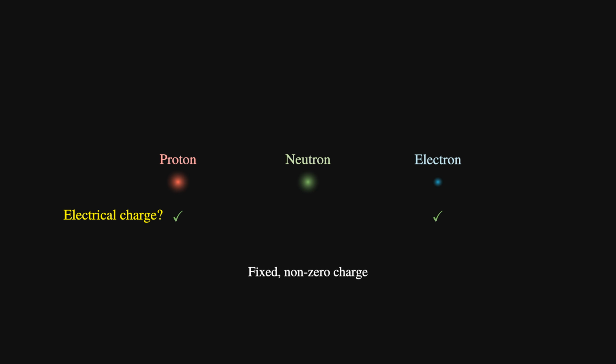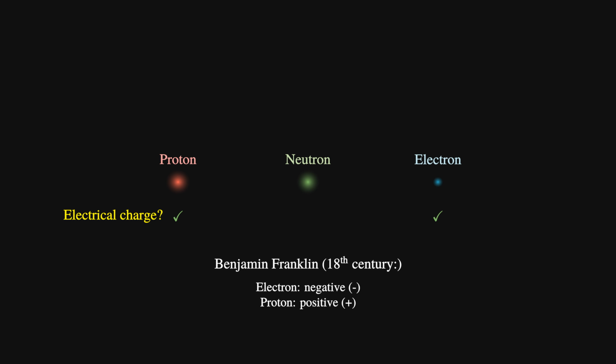There are lots of interesting properties of these particles, to say the least, but in this course, we're particularly concerned with one feature known as electrical charge. Protons and electrons have a fixed, non-zero amount of electrical charge. The electron has a negative charge, and the proton has an equal and opposite positive charge, a convention established by Benjamin Franklin in the 18th century.